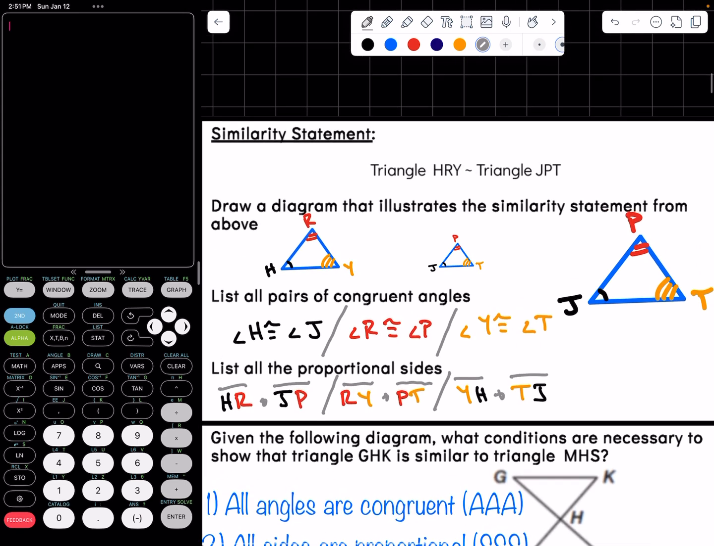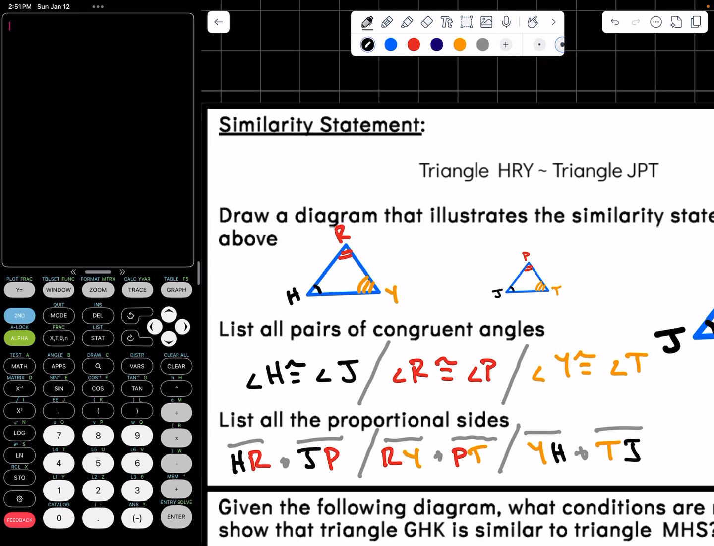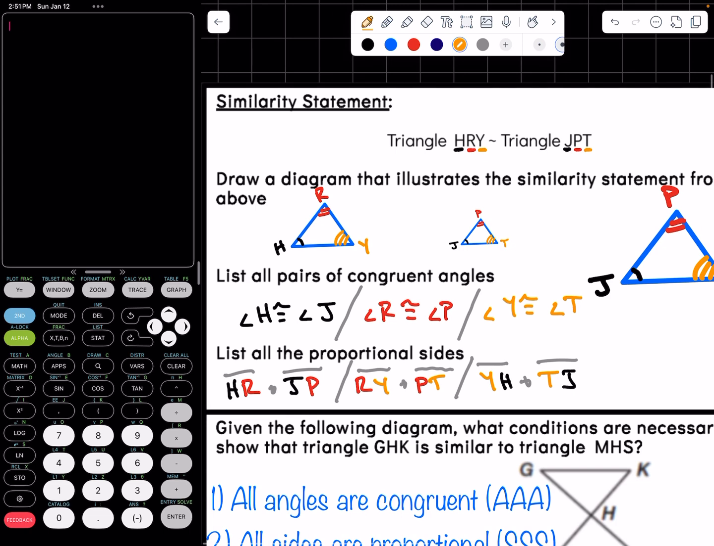So coming back up here, we know that H and J are going to correspond with each other because they are both in the first position, and so those angles have to be congruent. R and P are also in the same position. They're in the second position, so we know that they have to correspond to each other, and they have to be congruent. And then we have Y and T, which are in the third position, which means they need to correspond with each other, and they need to be congruent, which we show where it asks us to list all pairs of congruent angles. And then we've gone a step further and listed all the proportional sides as well so that we can see.